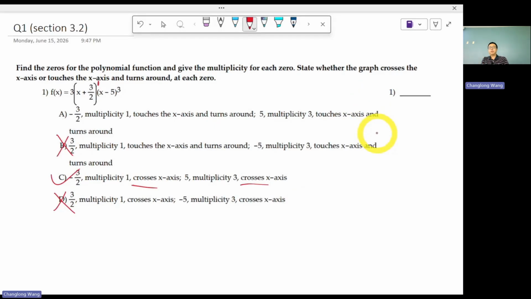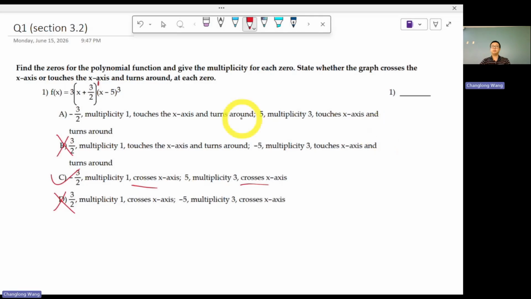But let me ask you, what if I'm asking you the degree of this polynomial? What do you think the degree of f of x should be? Degree 4. You guys see that?